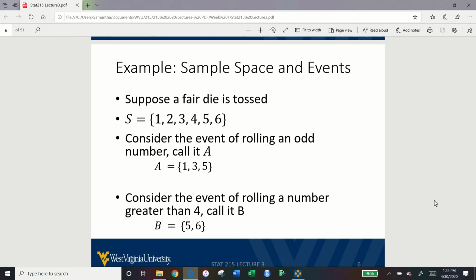So, let us suppose a fair die is tossed. Again, our sample space is going to be {1, 2, 3, 4, 5, 6}. If we consider the event of rolling an odd number, call it A, then A equals {1, 3, 5}. If we consider the event of rolling a number greater than 4, let's call that B, then B equals {5, 6}.